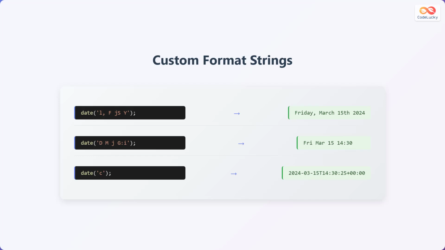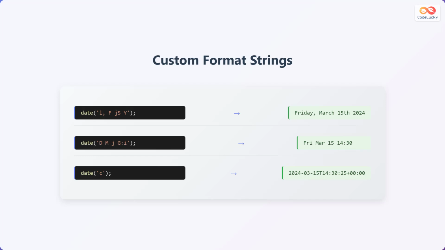Now let's see how to create some custom date and time formats using different format characters. First, date('l, F jS Y'); This will output the full day name, followed by the month and day with the day suffix, and then the year. For example, Friday, March 15th, 2024.